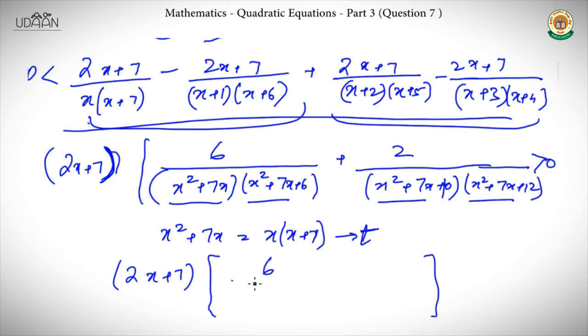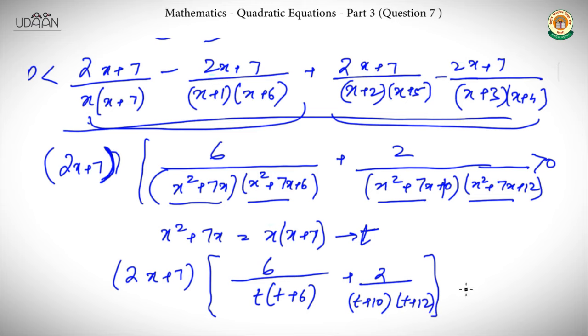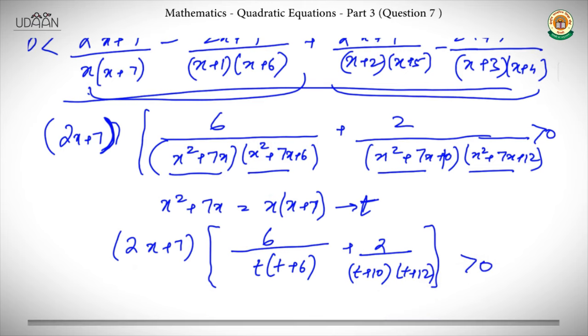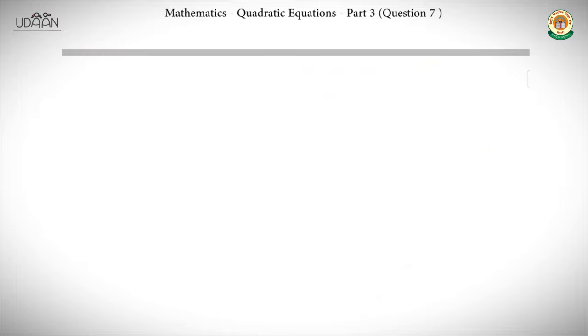So if we replace it by t, we get 6 by t into t plus 6 plus 2 by t plus 10 into t plus 12 greater than 0. Now we are getting closer to the quadratic form. We simply factorize the term now. Okay, so we get it in the form 2x plus 7. Factorizing, basically we just take the brackets common and solve it.